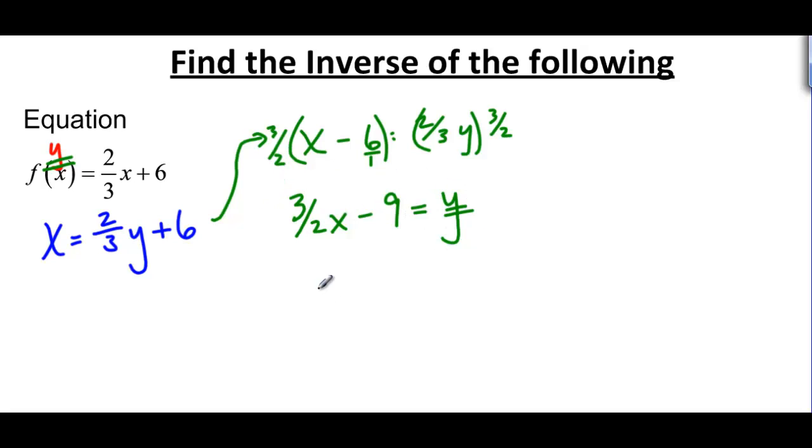So I can move it to this side. But it's not the same y as this. It now represents the inverse of my original function, and that is now equal to 3/2 x minus 9. So what that means is 2/3 x plus 6 and 3/2 x minus 9 are inverse functions of each other. And once we get to the graph, you'll see what that means a little bit more.